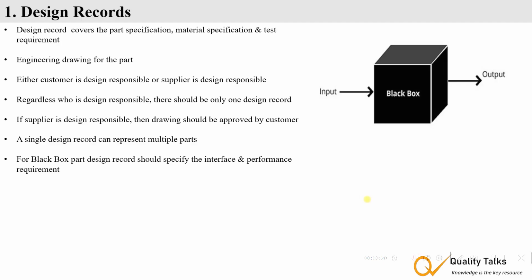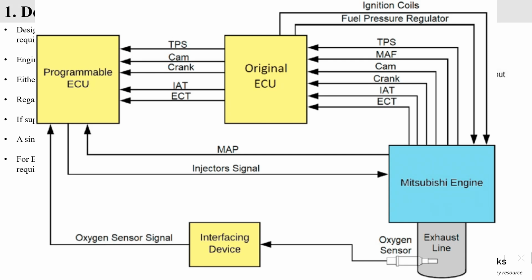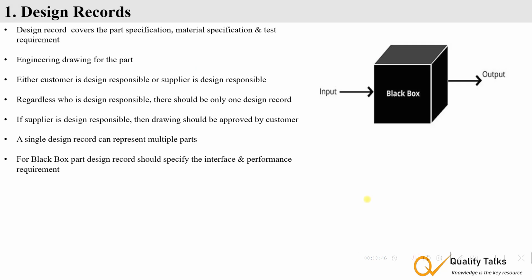Black box parts are the parts where much internal detail, like dimension and material, is not available. For example, ECU is a black box part. For such parts, design records should specify the interface and performance requirements. Input to the black box part and output performance of the black box part are to be defined in the design record.